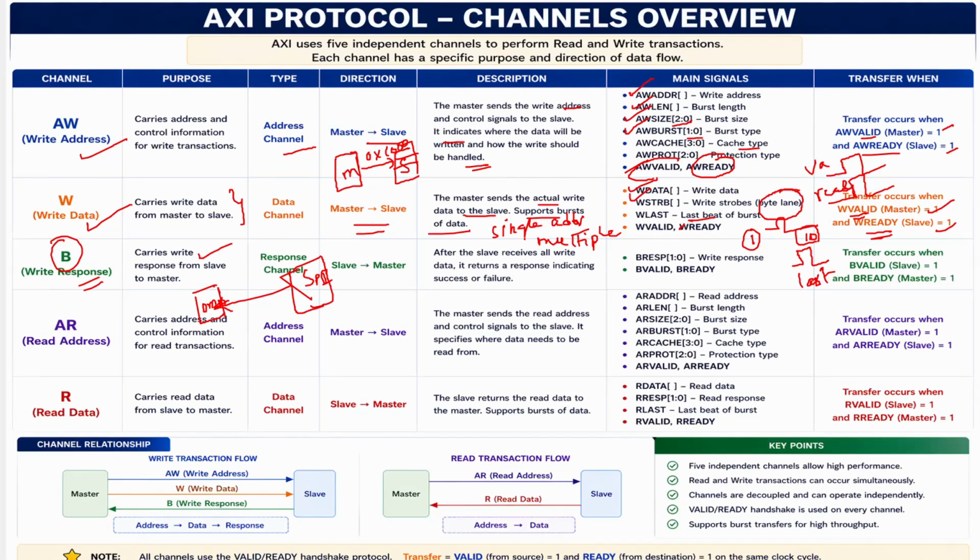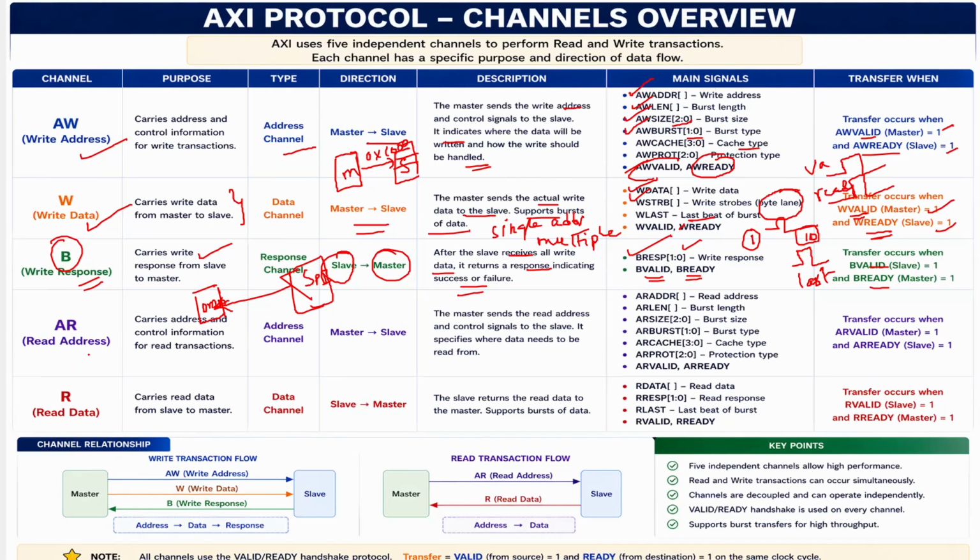After the slave receives all the write data, it returns a response indicating the success or failure of your data. Once the master has sent all the data to the slave, the slave will respond that it has received all the data successfully without any loss. This is the B response signal. We get the write response signal, which is a 2-bit signal, and B valid and B ready signals are also common. When a transfer occurs, both the valid signal and ready signal should be one. Then only the transfer occurs.